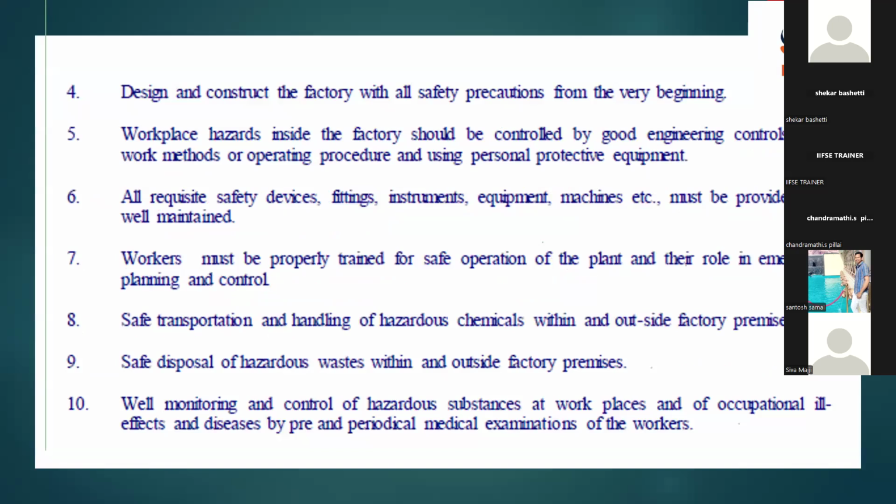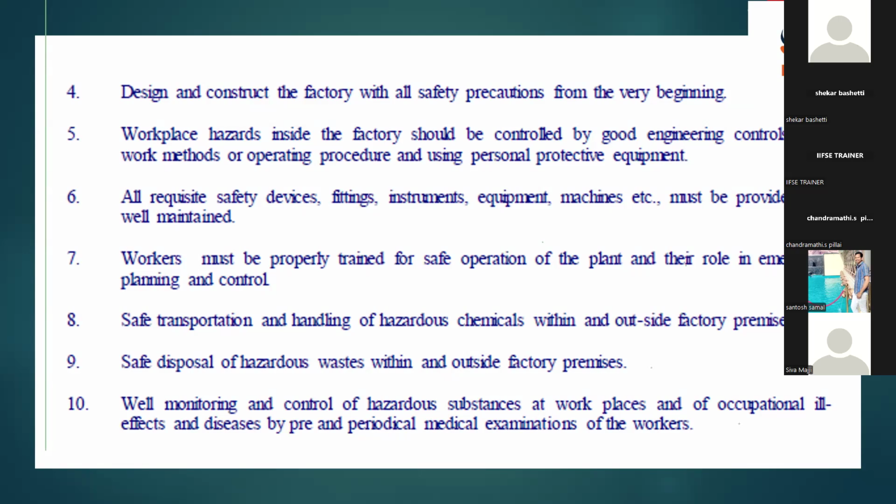Then design and construction of the factory, also with all the safety precautions. While building the factory, we should have all the designs and also the controls. They should be in place at the stage of design. We should not look for alternatives later. We should have proper design and controls.